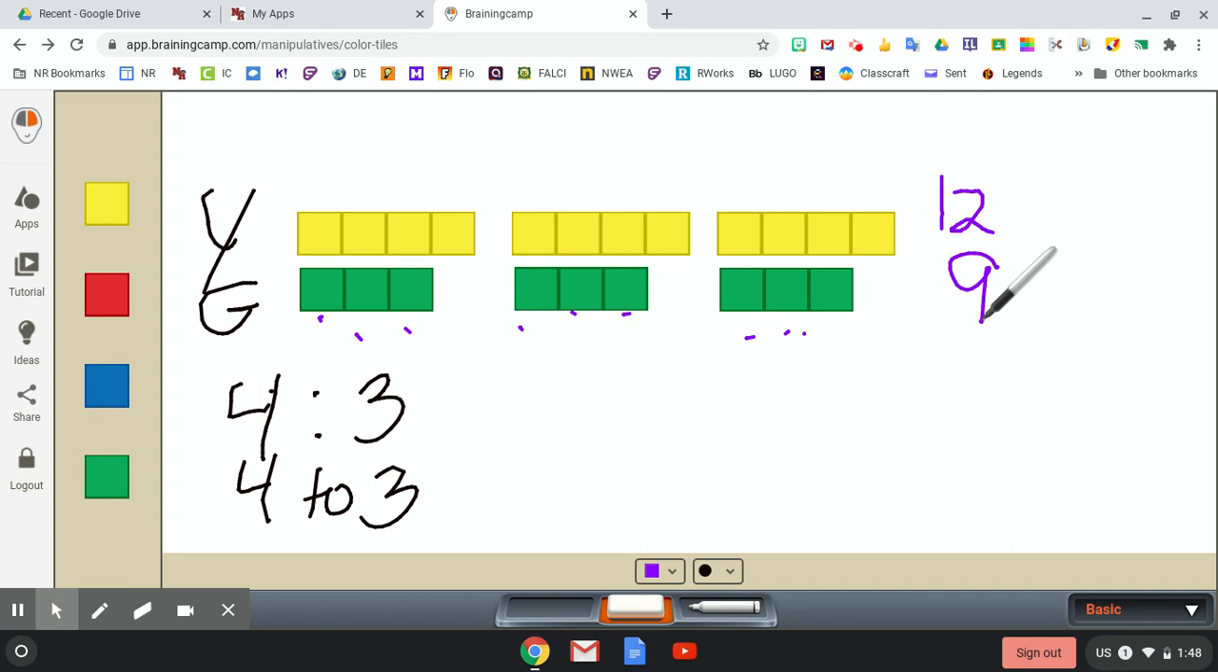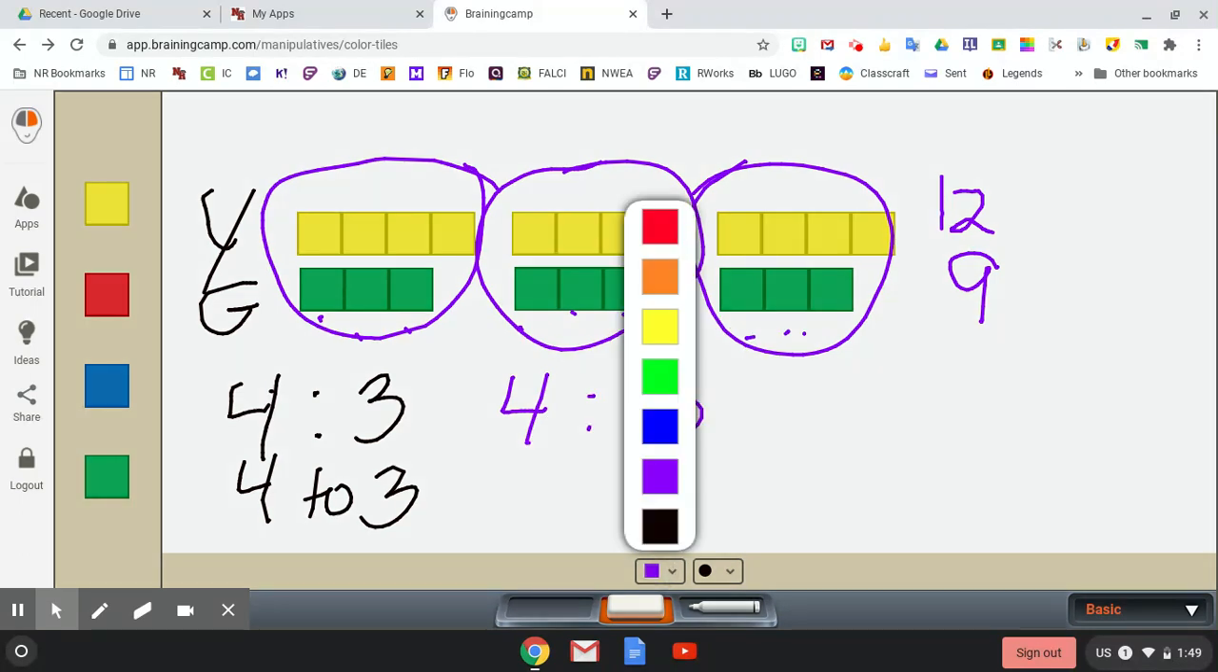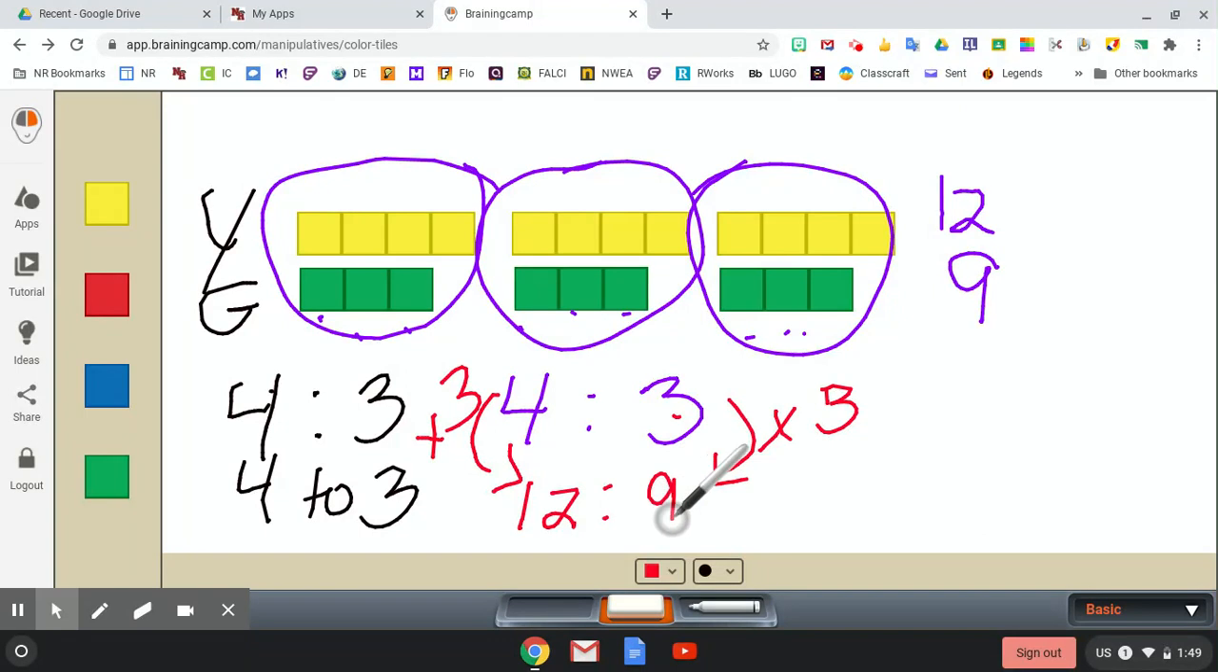What did we do? We have the same set, but now we have 1, 2, 3 groups. Which means we took this original ratio, 4 to 3, and we multiplied it by 3 because we ended up doing 3 groups. So let's see what that looks like. We have 3 groups over here. 4 times 3, I get 12. 3 times 3, I get 9. What do you know? 12 to 9.